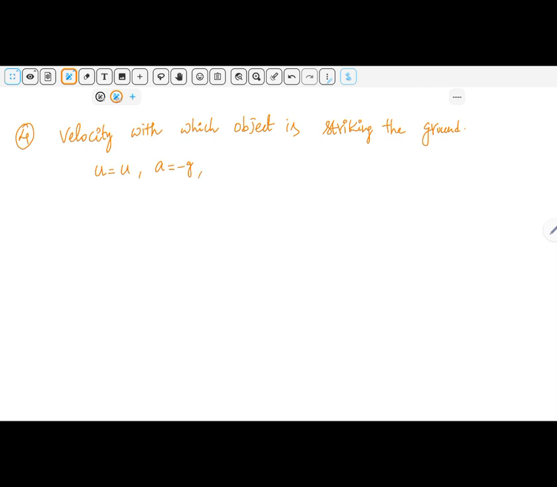And I know that the total time taken by the object to reach the ground again, which is the time of flight, t, I know it as 2u by g because we have already determined its value in our previous video. Now what we want to find is the final velocity. By seeing all these four, the kinematic equation that we can use here to find the final velocity is v is equal to u plus at.